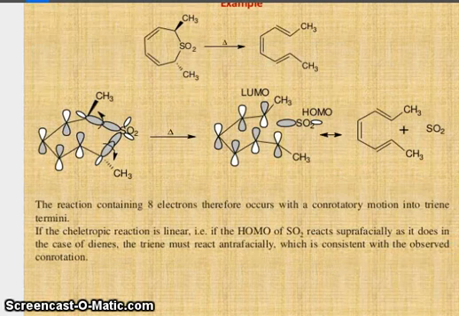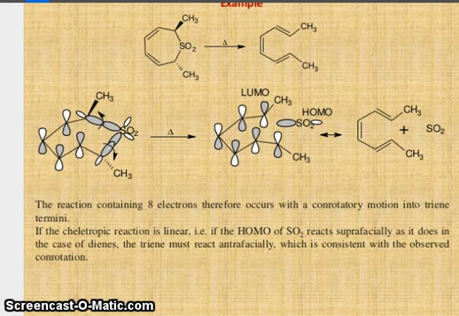You can see here, if SO2 is present, the reaction contains 8 electrons, therefore occurs with conrotatory motion of the triene terminal. If the cheletropic reaction is linear, if the HOMO of SO2 reacts suprafacially as it does in the case of diene, and the triene must react antarafacially, which is consistent with the observed conrotation.